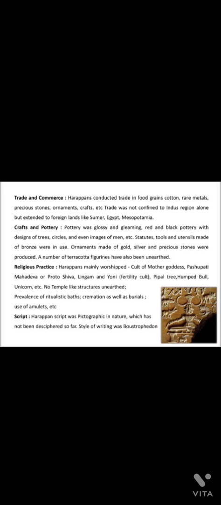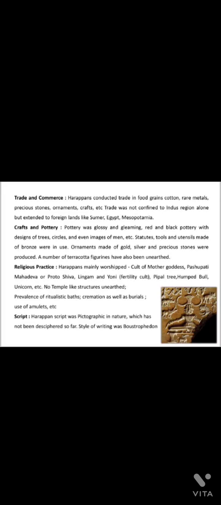Apart from that, other forms of worship, including the worship of the fertility cult, the worship of Pashupati Mahadeva or Proto-Shiva, worshipping of the peepal tree, humped bull, unicorn, etc. was prevalent.